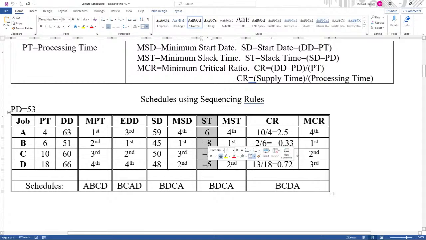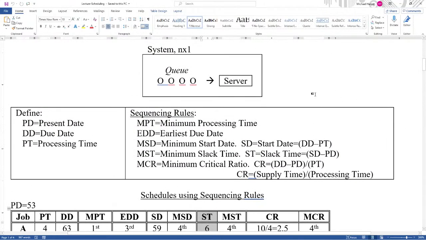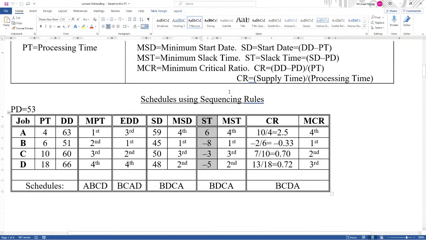But I introduce it here, and the slack time becomes very important when you have more complex systems than just a single queue and a single server. We won't get into those in this lecture, but I'm introducing it here. So the idea of slack time is, if I subtract the present date from the start date, it's going to be 6 days. So if I start on the present date, I'll be 6 days early.